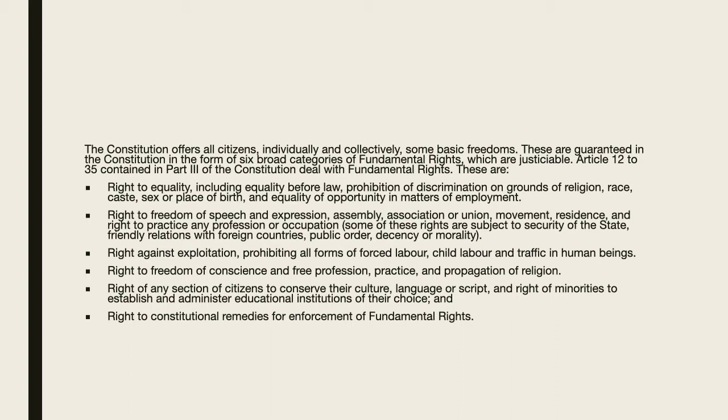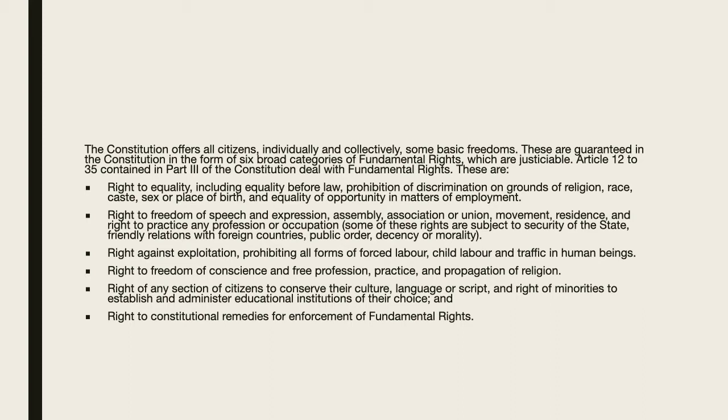These are like the right to equality, including equality before law, prohibition of discrimination on grounds of religion, race, caste, sex, or place of birth, and equality of opportunity in matters of employment; the right to freedom of speech and expression, assembly, association or union, movement, residence, and the right to practice any profession or occupation, subject to the security of state, friendly relations with foreign countries, public order, decency, or morality.